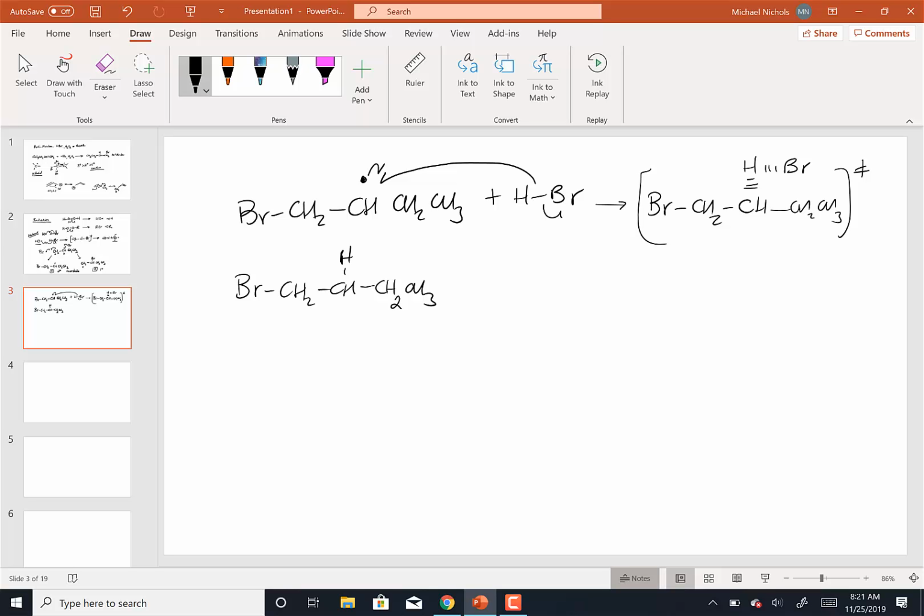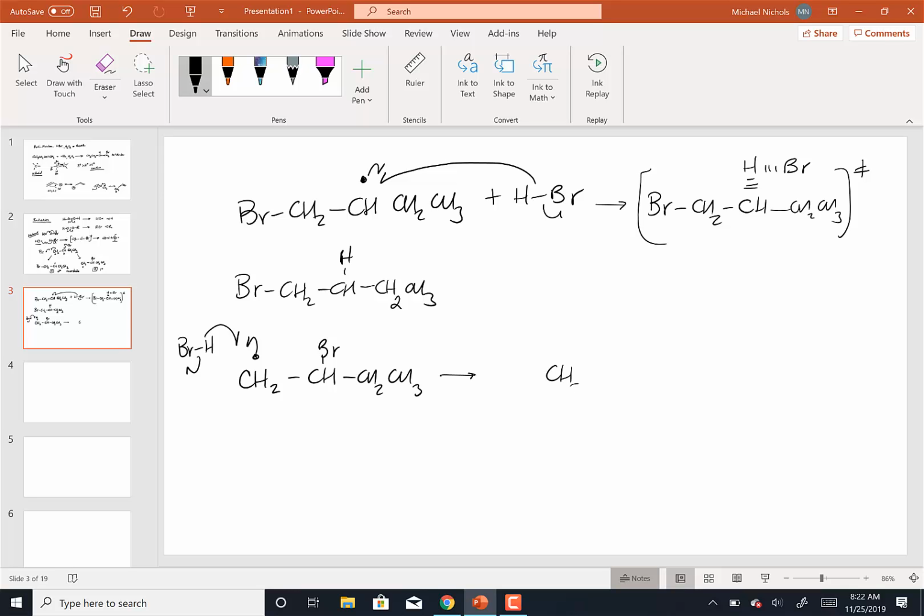anti-Markovnikov. Does this not, like, you said that it'll be 100%? No, this will be the major product, but it will not be the exclusive product. So in other words, we will get as a minor product the other reaction where the HBr bond will break and pair up with the CH2 dot.